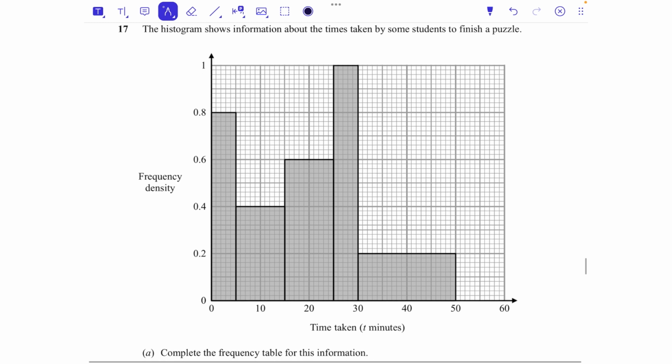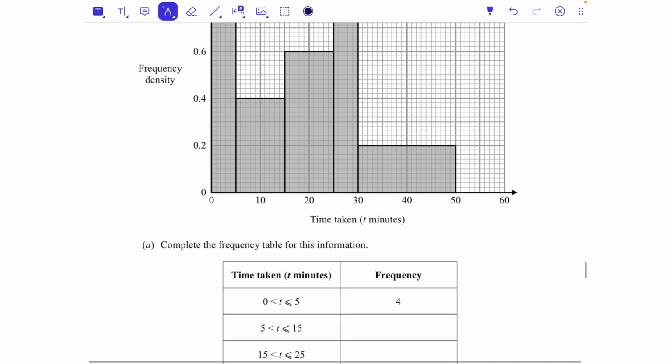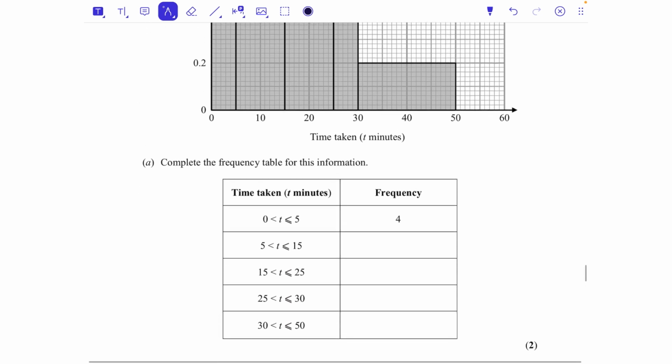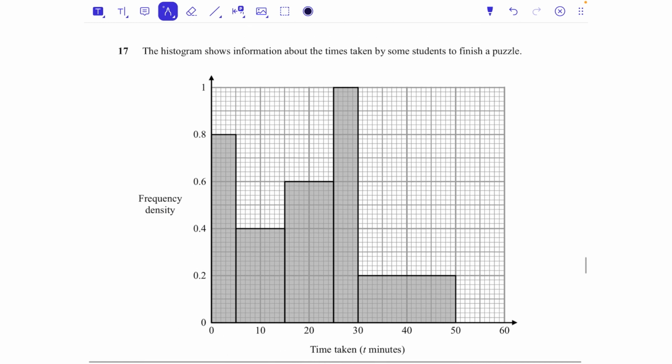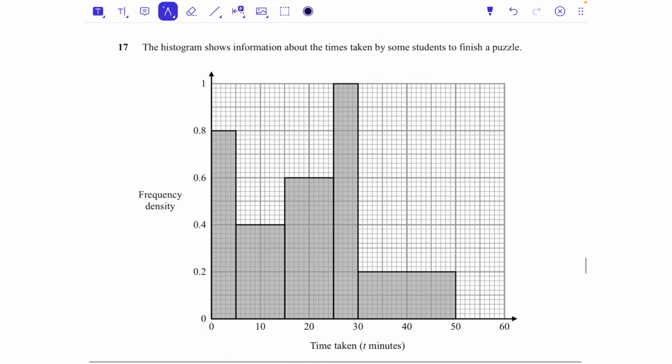Question 17, and we have a histogram. The histogram shows information about the times taken by some students to finish a puzzle. Complete the frequency table. And underneath we've got a table here, and we need to know the frequencies. Now, I love a histogram. It comes up every single year, or it has done so far.